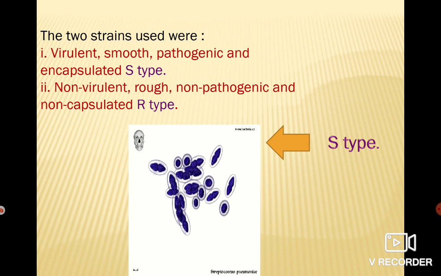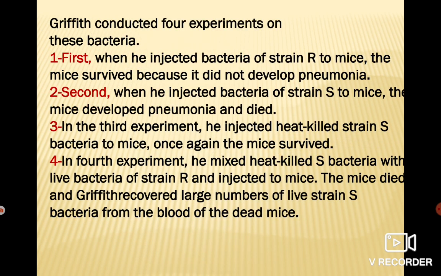And the R strain or R type is non-virulent, means it doesn't cause disease. It is rough, means without a capsule, and non-pathogenic. Griffith conducted four experiments on these bacteria. Let's see by figure.